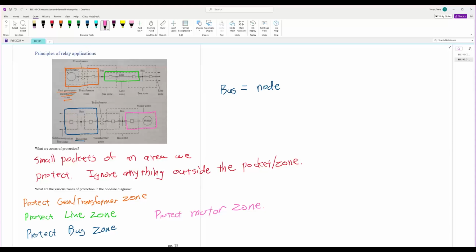Okay, so you're going to see zones of protection a lot in protection, and we're going to go through and show you the optimal way to set the zones.